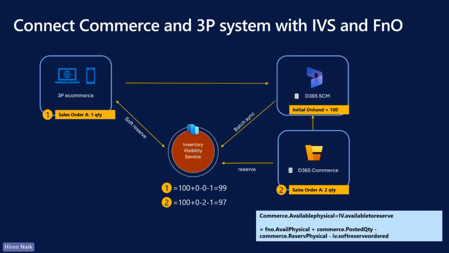And then the third step would be that, let's say, the e-commerce actually synchronizes or creates the order to F&O and does the hard reservation. The prerequisite here is we set the offset state to soft reservation upon the hard reservation in SCM. Of course, as mentioned, it's possible for you to do that on order status as well.